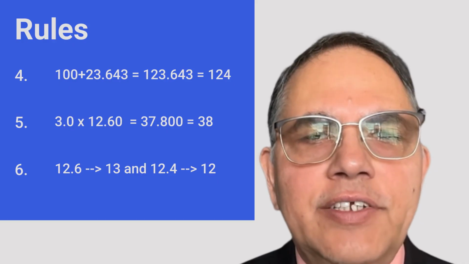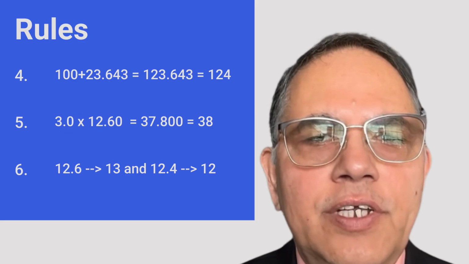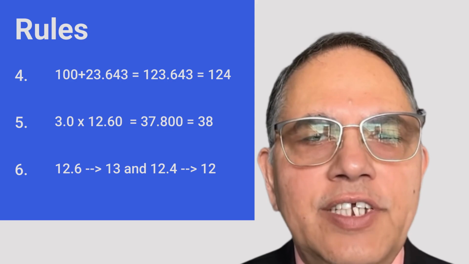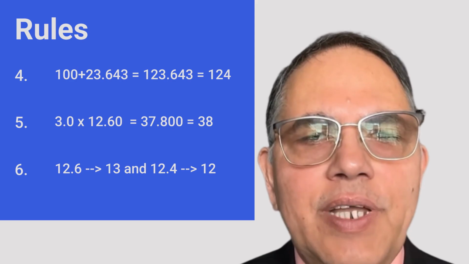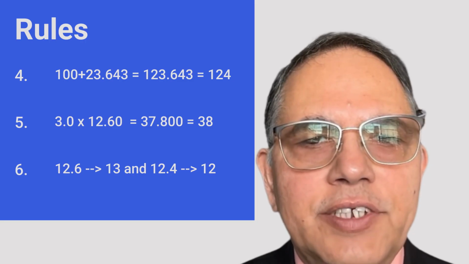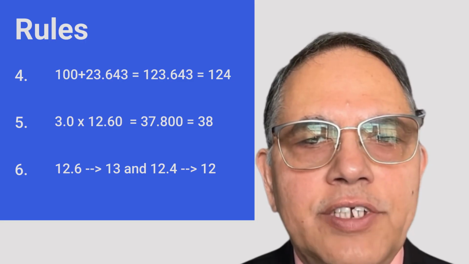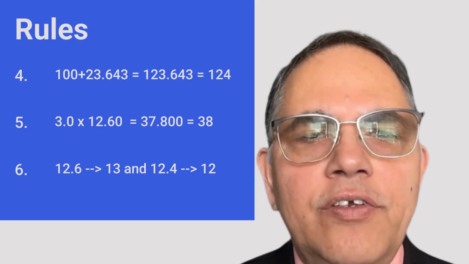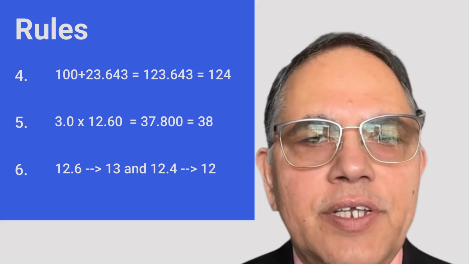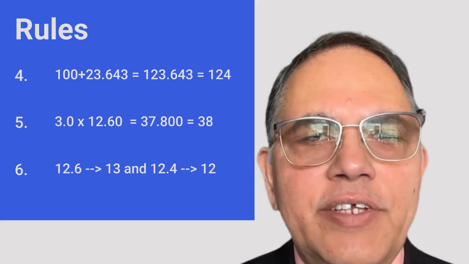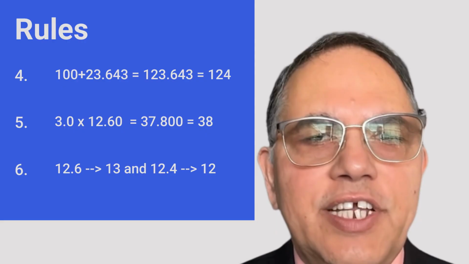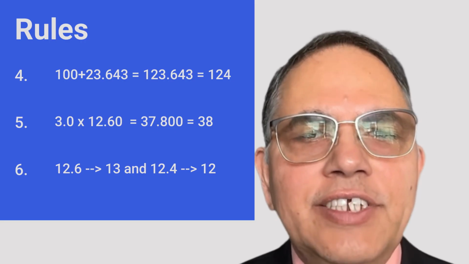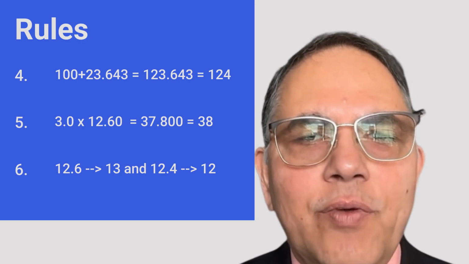For multiplication and division, the rule is simpler. The result should have the same number of significant figures as the component with the least number of significant figures. For instance, if we multiply 3.0, 2 significant figures, by 12.60, 4 significant figures, the initial result 37.8000 must be rounded off to 38, 2 significant figures. When rounding, if the digit to be dropped is greater than 5, the last retained digit increases by 1, 12.6 rounds to 13. If the digit is less than 5, the digit stays the same, 12.4 rounds to 12.